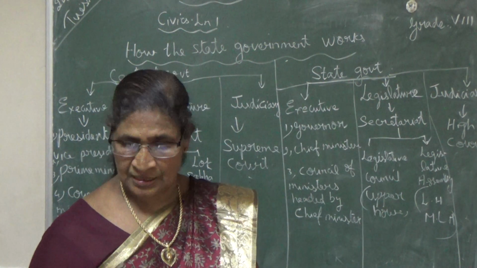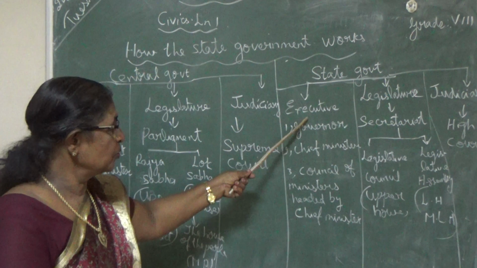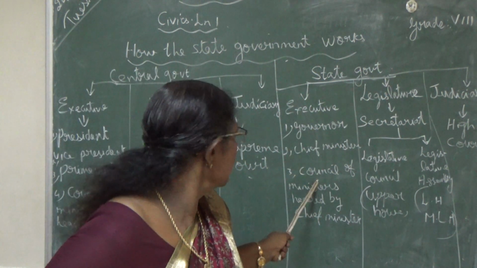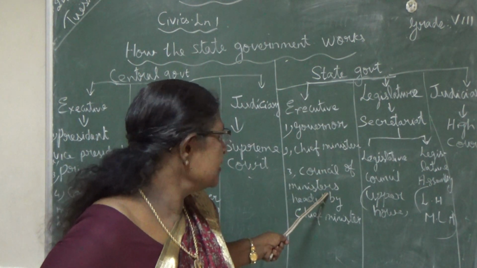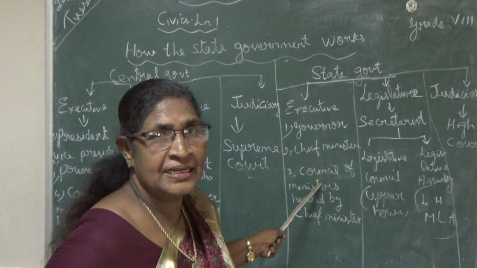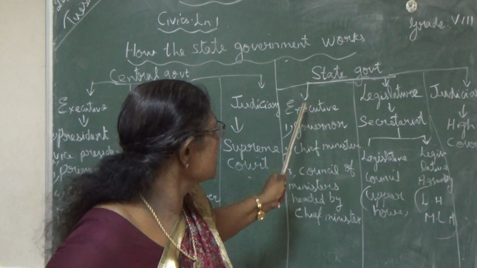Now we learn about the state government. I already told you about the executive. Those who are the members of the executive here are the governor, chief minister, and council of ministers headed by the chief minister. They are the members of the state executive.